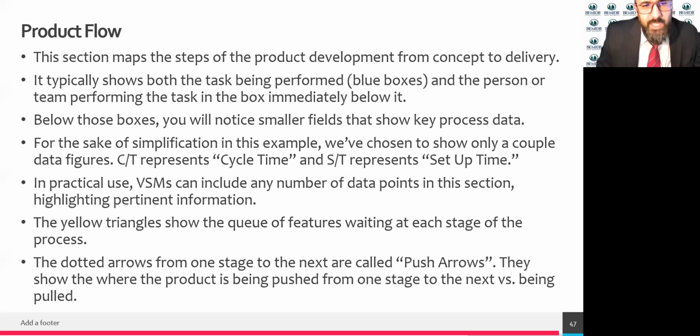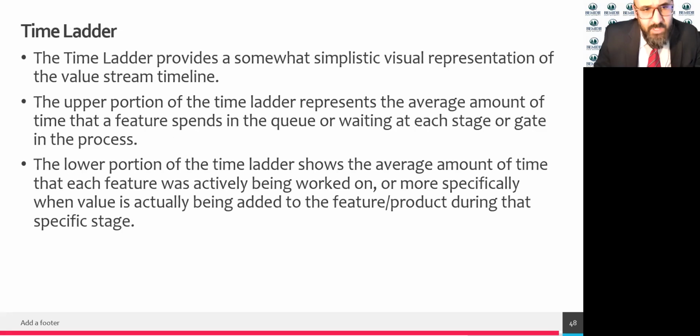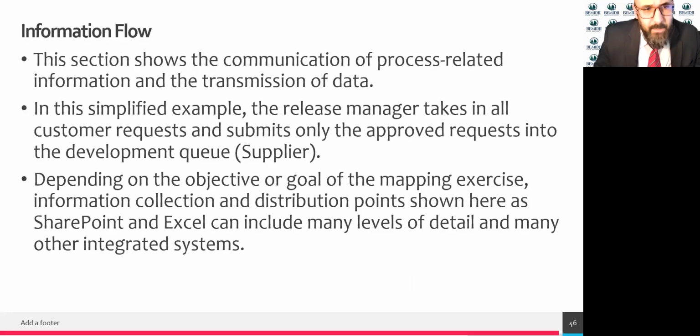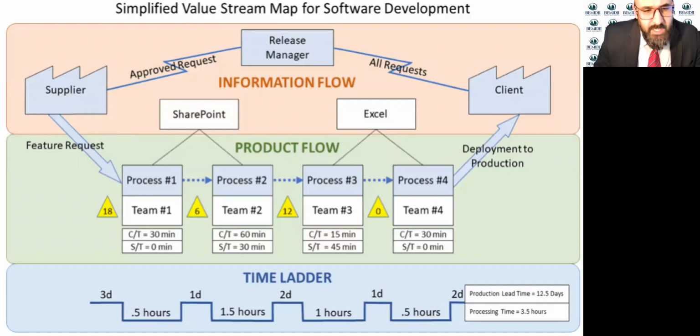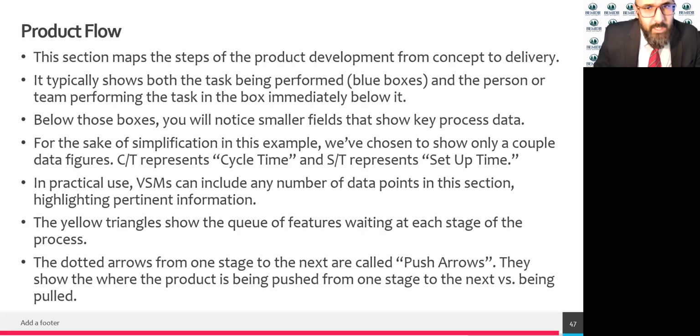The next section, which is the product flow, is the main section of the process in the value stream map. It shows the steps of the product development from concept to delivery. It typically shows both the task being performed, which is basically the blue boxes here. If you see these boxes, these are the processes that have been done, and the person or the team performing the task, who's doing it.